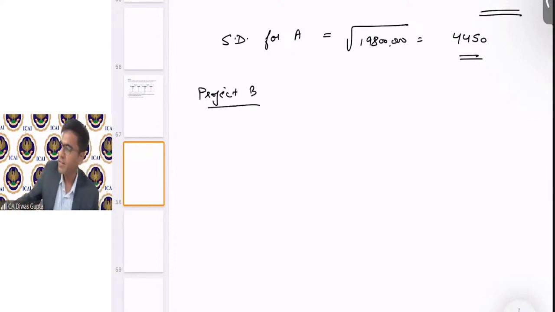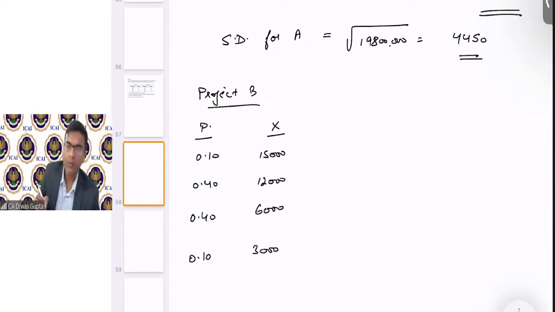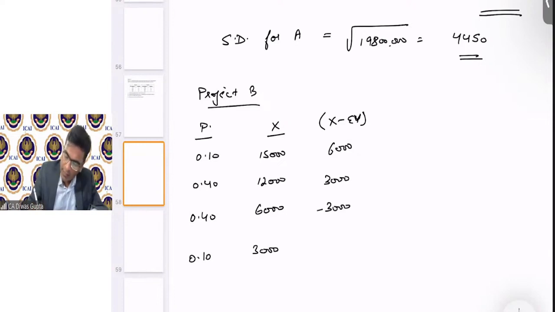Now similarly for project B, we have to calculate the standard deviation. We will do the same calculations again. First we'll put the probabilities: 10%, 40%, 40%, and 10%. Then the next one will be the value of X, the observation values 15,000, 12,000, 6,000, and 3,000. Then X minus expected value will be how much? 6,000, 3,000, minus 3,000, and then 3,000 minus 9,000 will be minus 6,000.